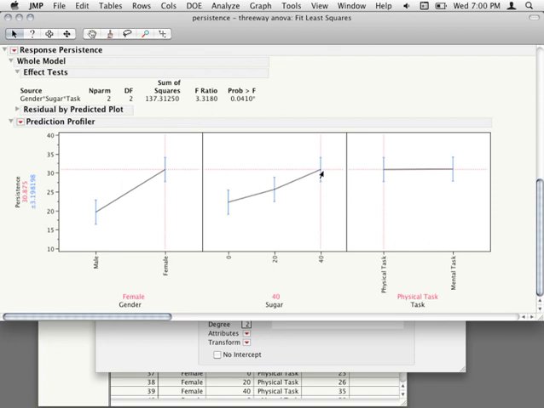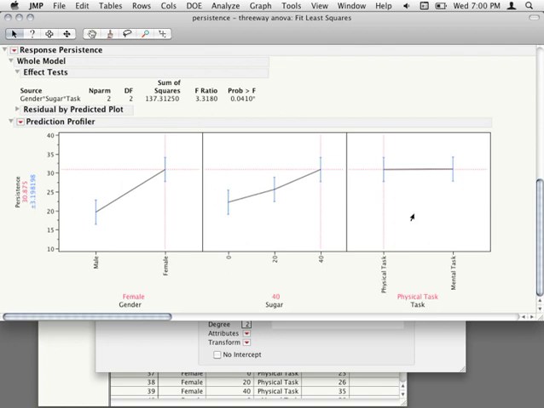So implicitly, what I actually just did was show you what the three-way interaction was. You just have to hold a lot in your head. So let me try this again. At the level of female, I want you to observe what the effect of task is. At 0 grams of sugar, they do better at the mental task, and then at 20 and 40, they do about the same. So that's the two-way interaction for females.